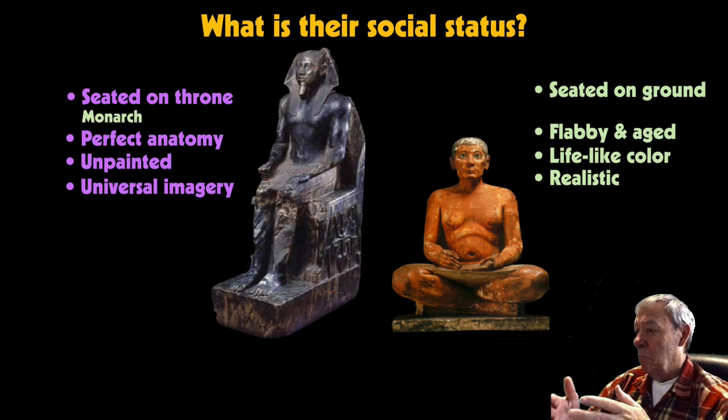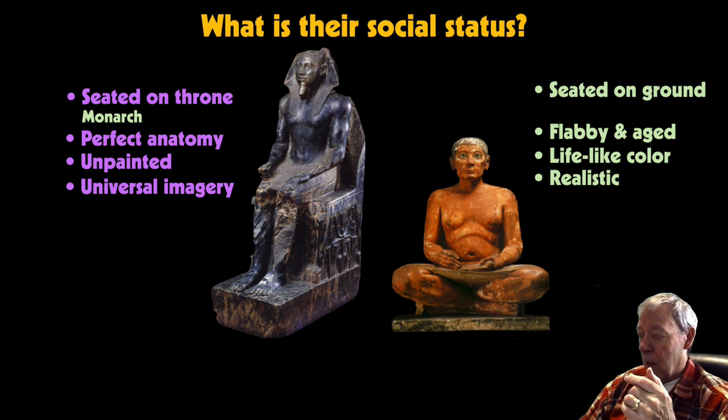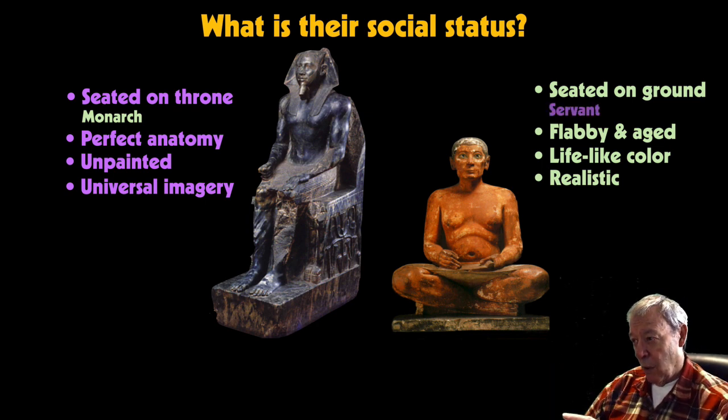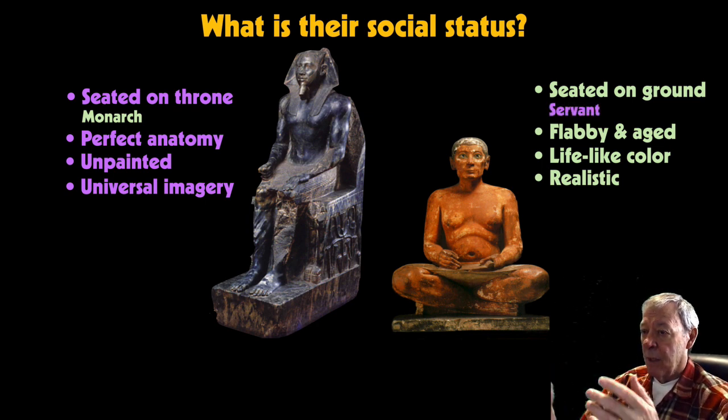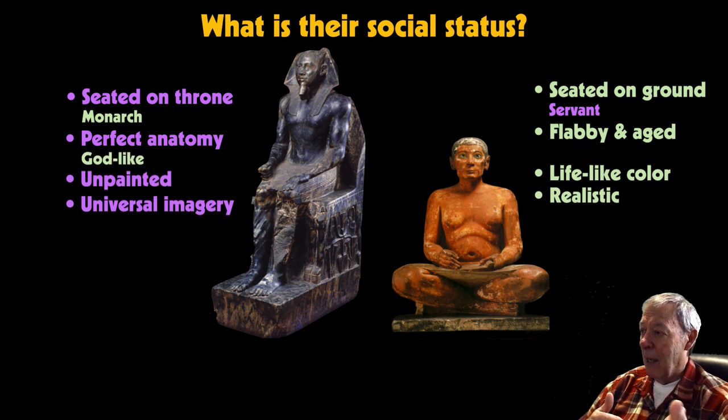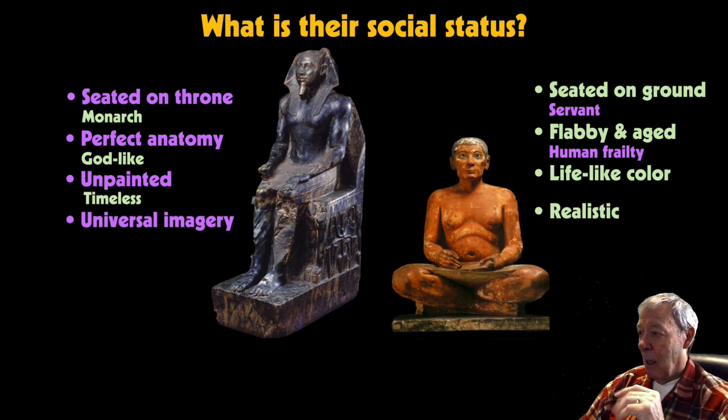Seated on a throne, this is a monarch. Seated on the ground, a servant. Perfect anatomy, godlike on the left. On the right, human frailty. On the left, unpainted timelessness. On the right, lifelike color, earthbound.